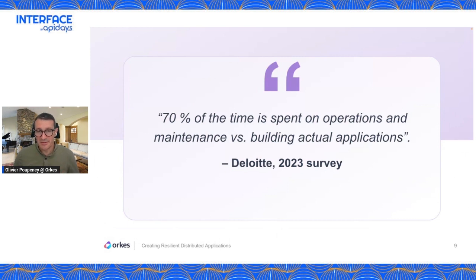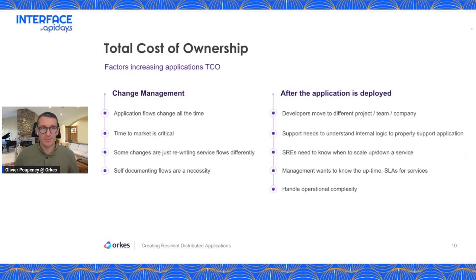According to a recent survey this year by Deloitte, 70% of the time is spent on operations and maintenance compared to building the application. It's just too much. So it has a real impact on the total cost of ownership of the application. And here are the factors.